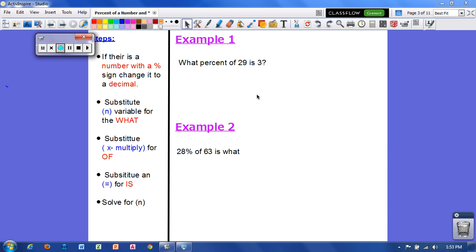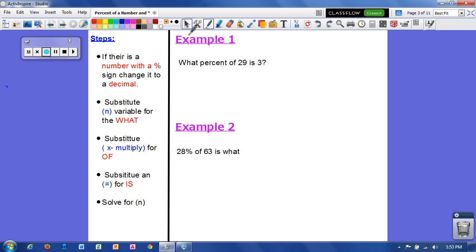Okay, let's actually find the percent of a number. The steps that you need to take: if you see a number with a percent, you want to change it to a decimal. Anytime you see the word what, you're going to put a variable underneath it. In this, we're going to use the letter N, but again, you can always use whatever variable you would like. If we see the word of, that means we have to multiply. If you see the word is, we're going to put an equal sign, and then we're going to solve. That sounds really weird right now, but I think you're going to find it pretty easy.